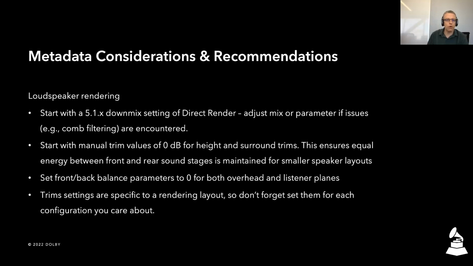With respect to the 5.1x downmix setting that David explained, as he mentioned, direct render is a good place to start. But if you do run into issues, then you can either adjust the mix or adjust this parameter to see if that resolves the issues. For trims, setting manual trims for the configurations that we've highlighted and setting those to 0 dB seems to work quite effectively. Setting front back balance to 0, so that it doesn't bias the mix front or back at all, but just in the center of the room.